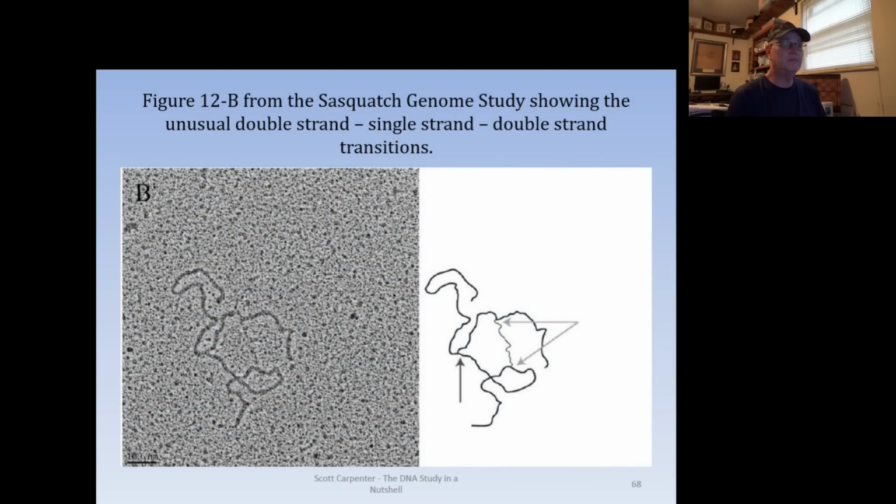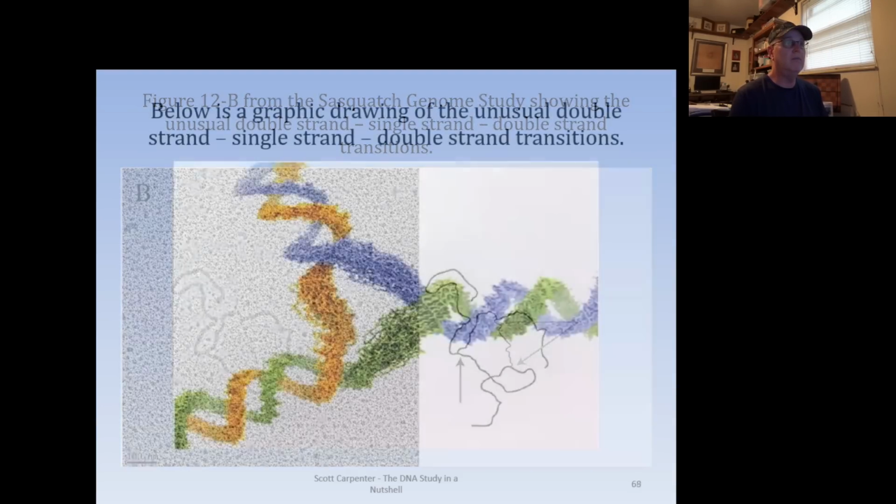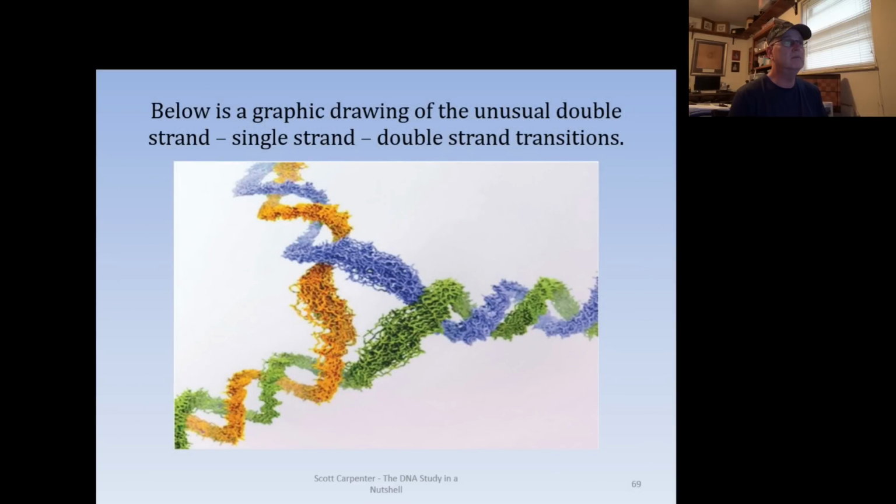And here's the electron microscope. This is the actual double-strand, single-strand transitions from the electron microscope. There's a graphic showing how you have the double-strand, you've got the double helix going up, and then you have this branch where you get these single strands. It's very weird.